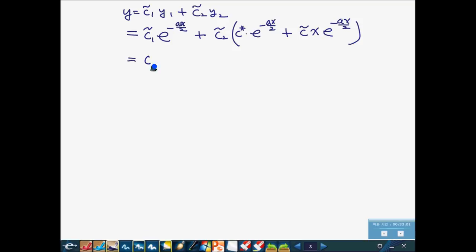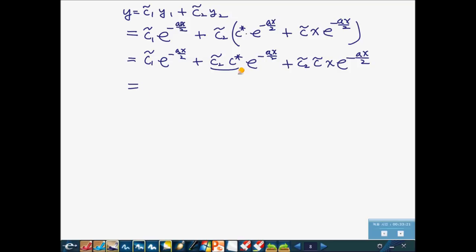If you rearrange it, c1 e to the minus ax over 2 plus c2 times c star times e to the minus ax over 2 plus c2 c tilde x e to the minus ax over 2. Right? But then this merges to c1 e to the minus ax over 2 plus c2 x e to the minus ax over 2. Okay? So all the integral constant will be submerged into c1 and c2.